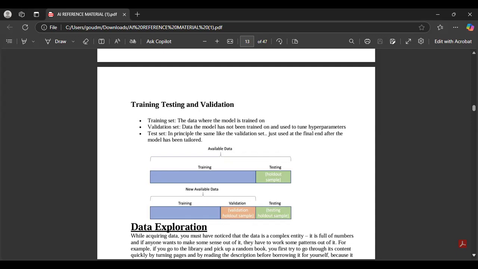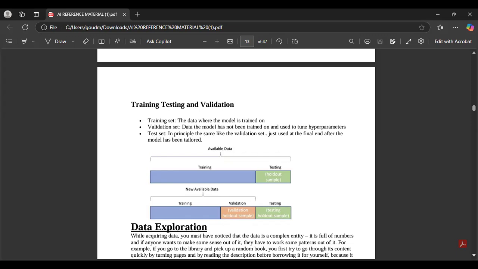Training data is the data which we give to the model during the training purpose. Testing is what? To check whether the model is working properly or not. That is called testing. And validation is what? Data the model has not been trained on and used to tune hyperparameters. Means you will check whether the model is trained properly and whether it is going to give proper answers or not. That is validation. Right, children?